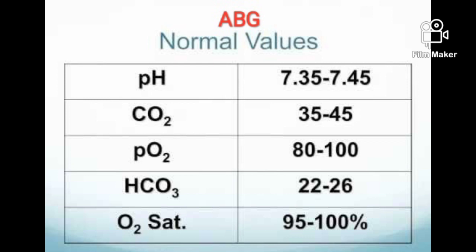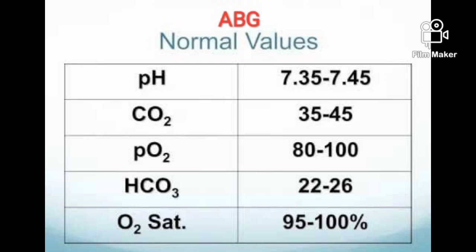Characteristics of acid-base disturbance. In metabolic acidosis, the pH is decreased and the primary problem is a decrease in the bicarb, and the compensation is a decrease in the tension of carbon dioxide. In metabolic alkalosis, the pH is increased and the primary problem is an increase in the bicarb, and the compensation is an increase in the tension of the carbon dioxide.